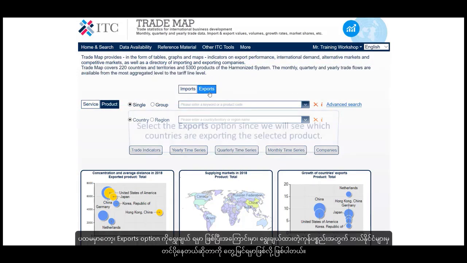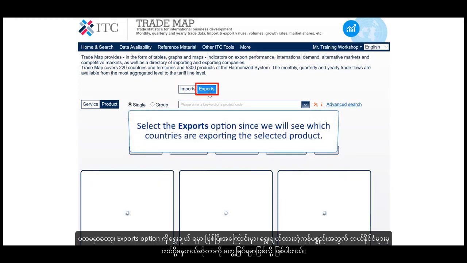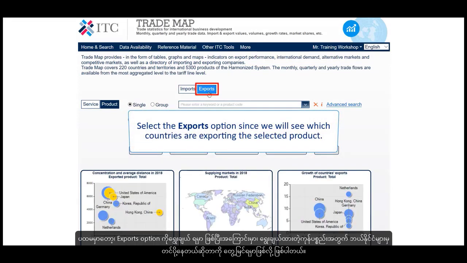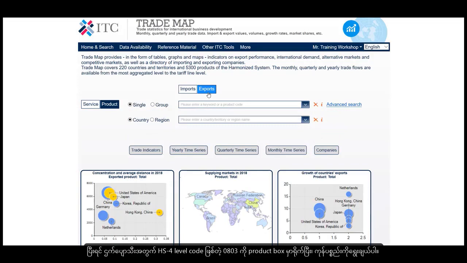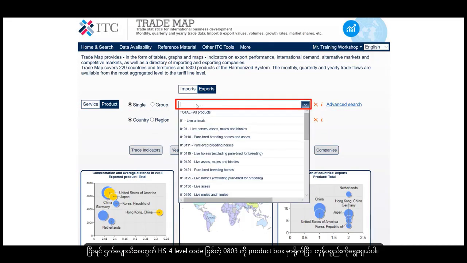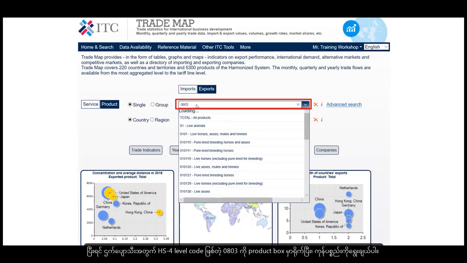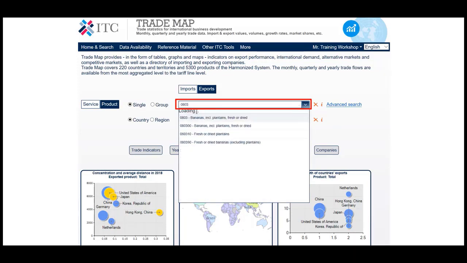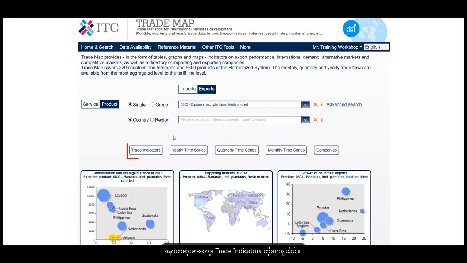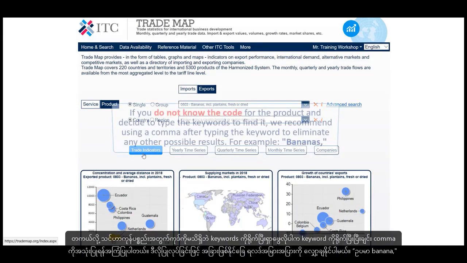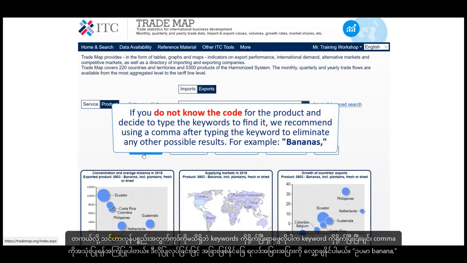First, you have to select the Exports option since we will see which countries are exporting the selected product. Then type the HS4 level code for bananas, which is 0803, in the product box and select the product. Finally, select Trade Indicators. If you do not know the code for the product and decide to type the keywords to find it, we recommend using a comma after typing the keyword to eliminate any other possible results. For example, bananas, comma.